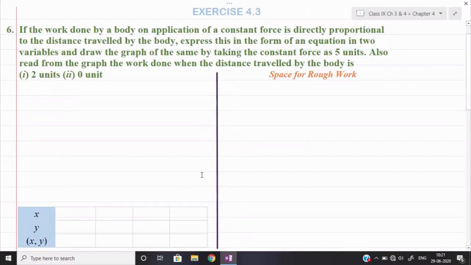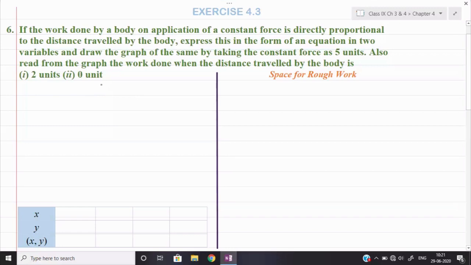In question number 6 they are saying, if the work done by a body on application of a constant force is directly proportional to the distance traveled by the body. See, all this is given in the form of text over here, but you know the formula of work done. You may have covered it in lower classes, or maybe it will come in your 9th class science syllabus. I think in physics the topic of work, force and energy will come, in which you will study it.